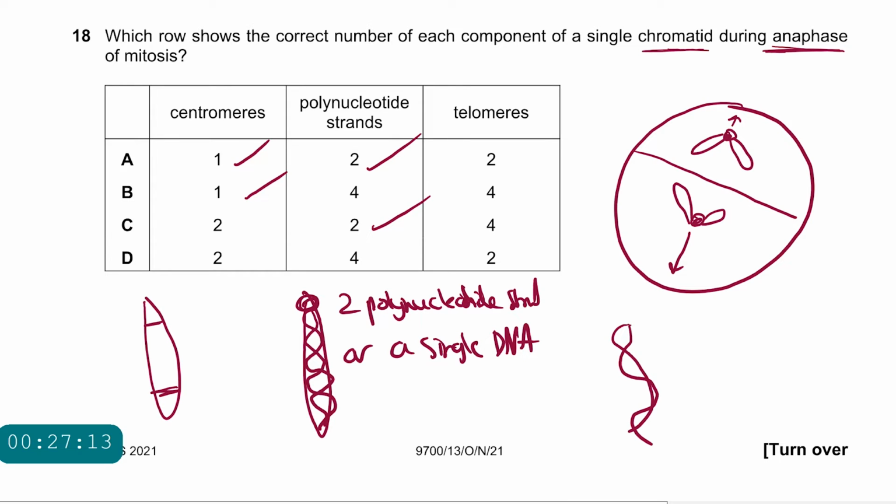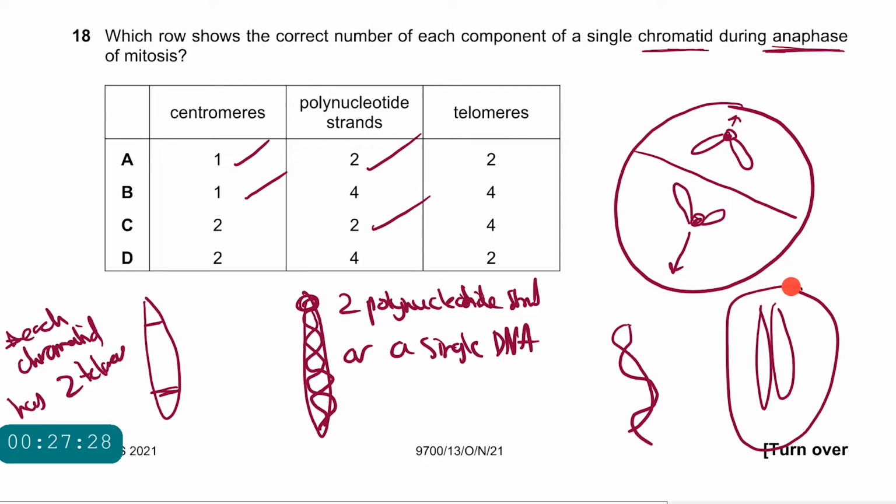For telomeres, we know that each end of a chromatid has a telomere. So each chromatid has 2 telomeres. I'm going to write this down. Each chromatid has 2 telomeres. So I'll give you an example. If now we have a single chromosome which has 2 chromatids, it is actually going to have 4 telomeres. But in this case, because we're only talking about 1 chromatid, it's going to be 2 telomeres. So the answer is A.